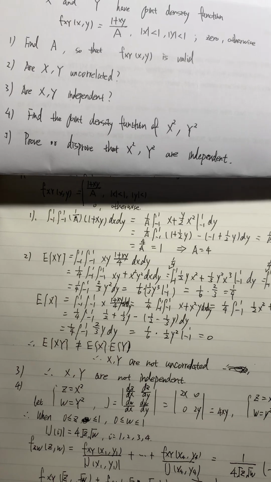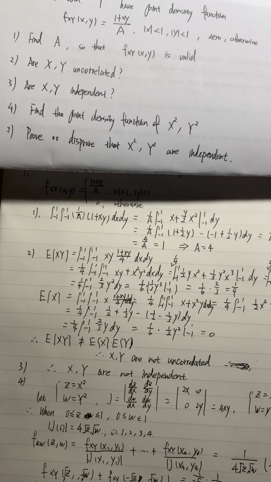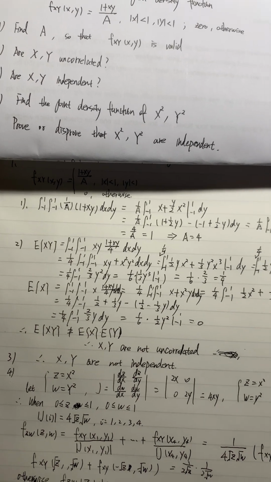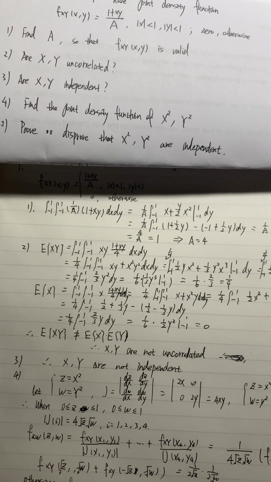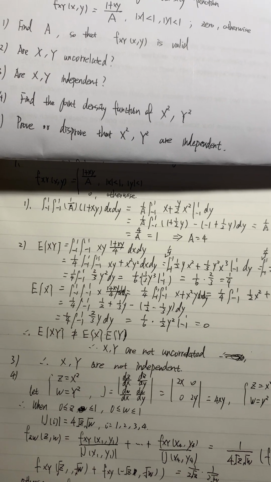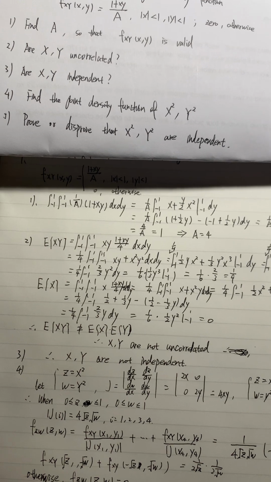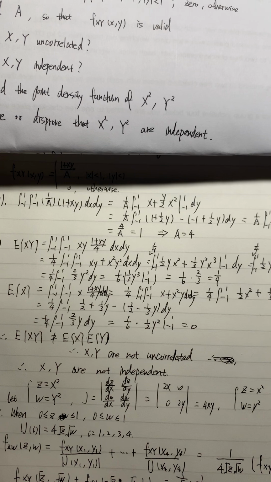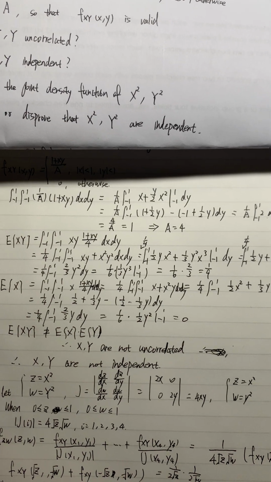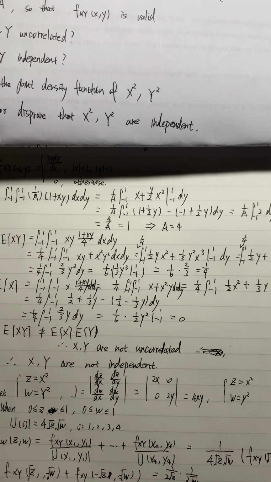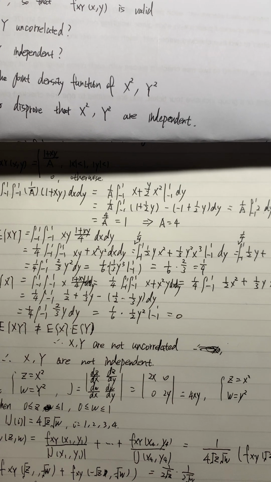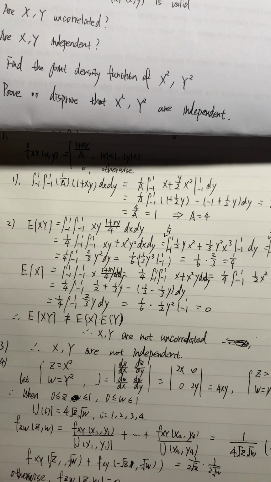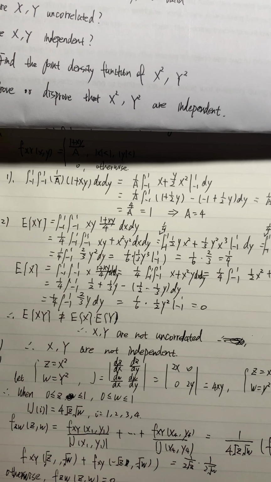So the second problem is that we want to know whether x and y are uncorrelated. If x and y are uncorrelated, it means that the covariance of x and y should be 0. The covariance of x and y is equal to the expected value of xy minus the expected value of x times the expected value of y. So we need to find the expected value of xy, and the expected values of x and y.